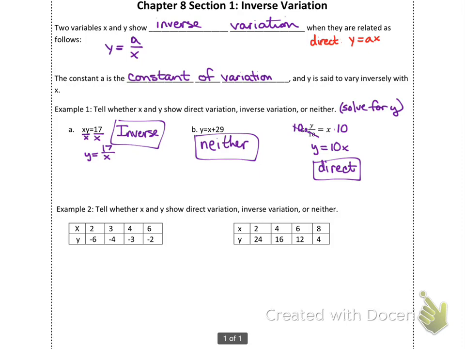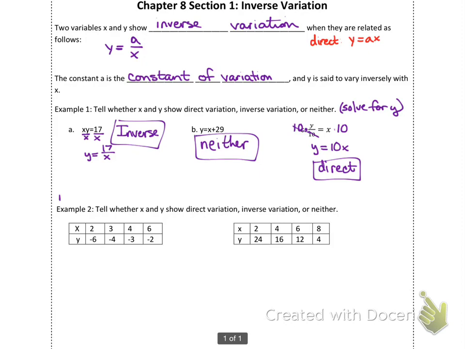And the way we're going to distinguish between inverse and direct variation is by finding a. Because y and x, as much as they are important, they don't matter as much as our constant of variation. Our constant of variation and how you get that constant of variation is what matters. So let me show you something.